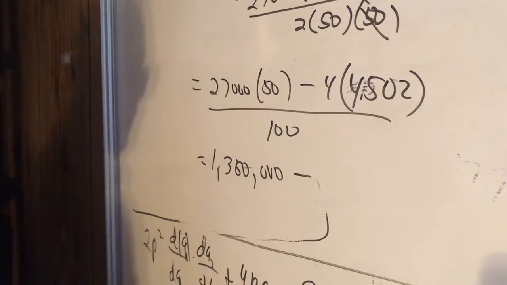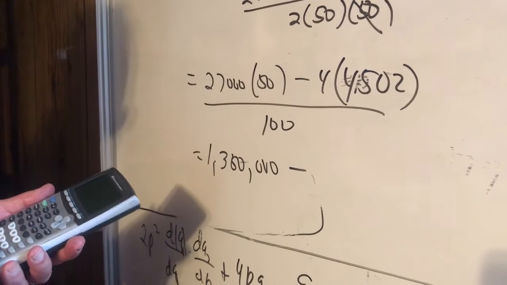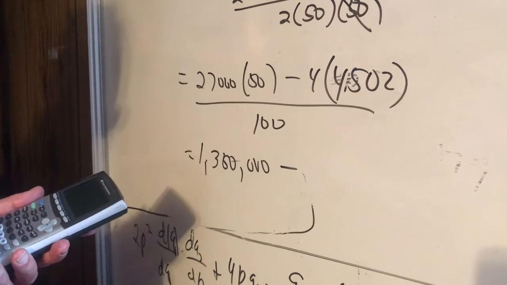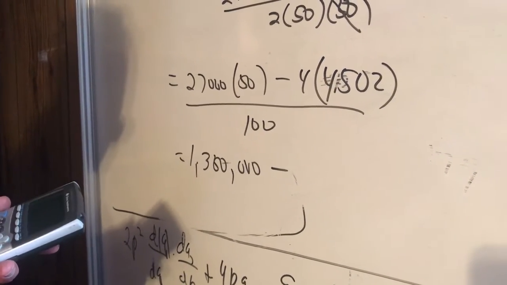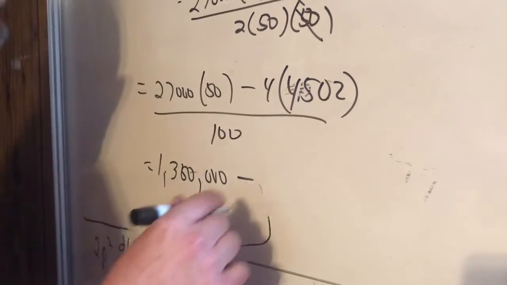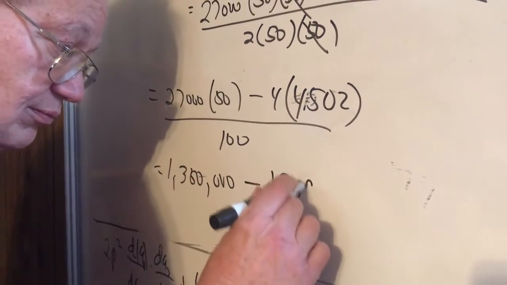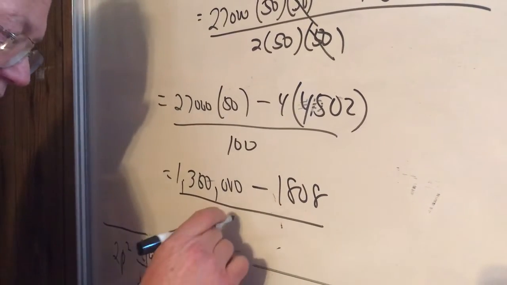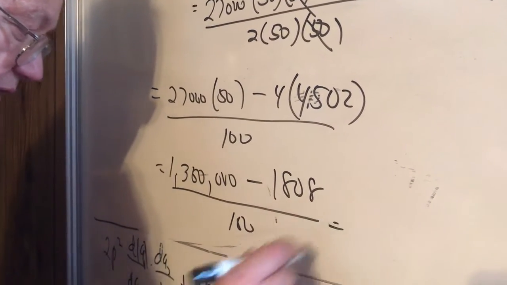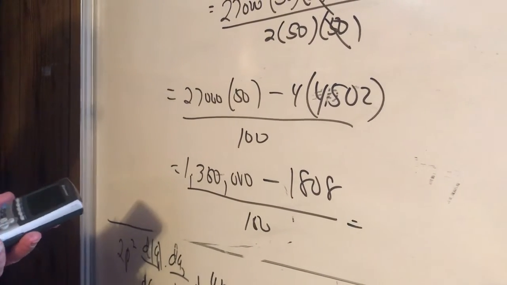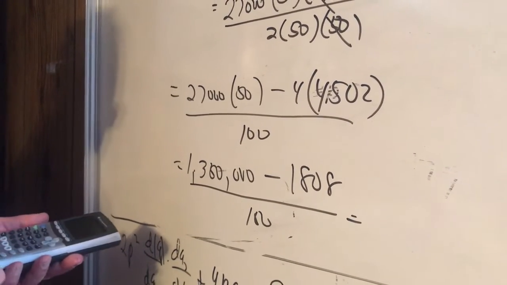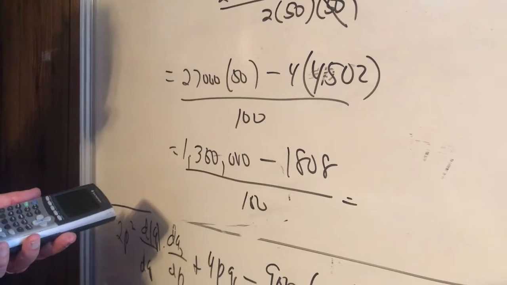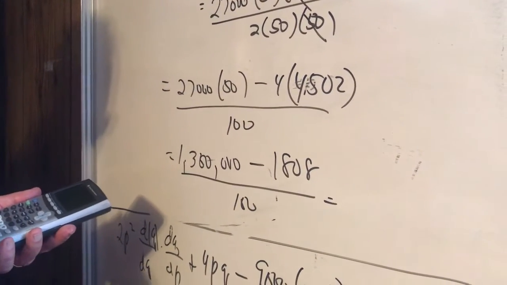1,350,000 minus 4,502 times 4, 1,808. And the whole thing's going to be divided by 100. So let's see what we get when we do this. Using scientific notation would be a lot easier.